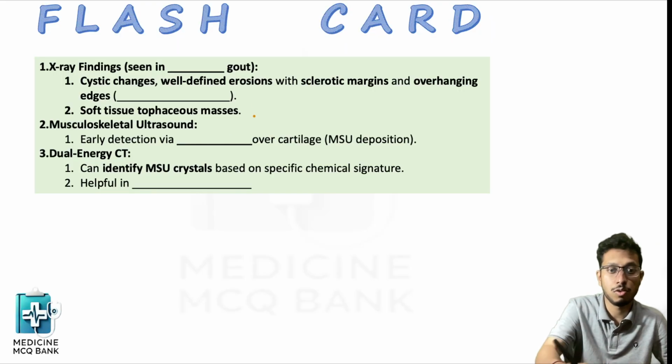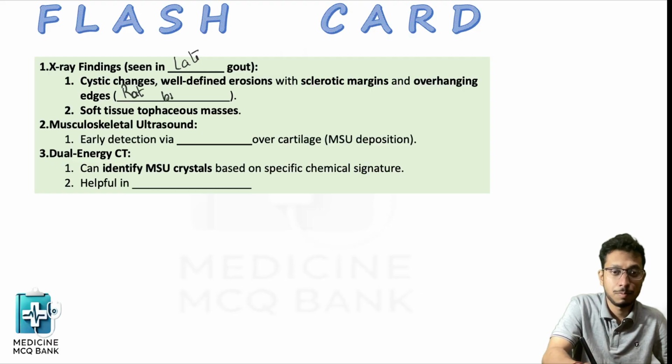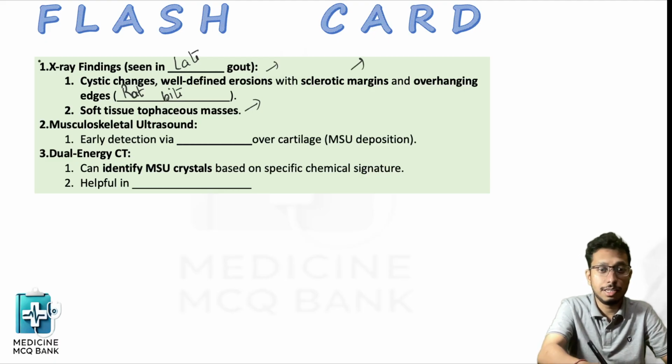All right. Okay. So, X-ray findings are seen obviously in case of late gout, and overhanging edges is known as the rat bite pattern. There can be soft tissue tophaceous masses, cystic changes, well-defined erosions, sclerotic margins. Now, this is about X-ray.